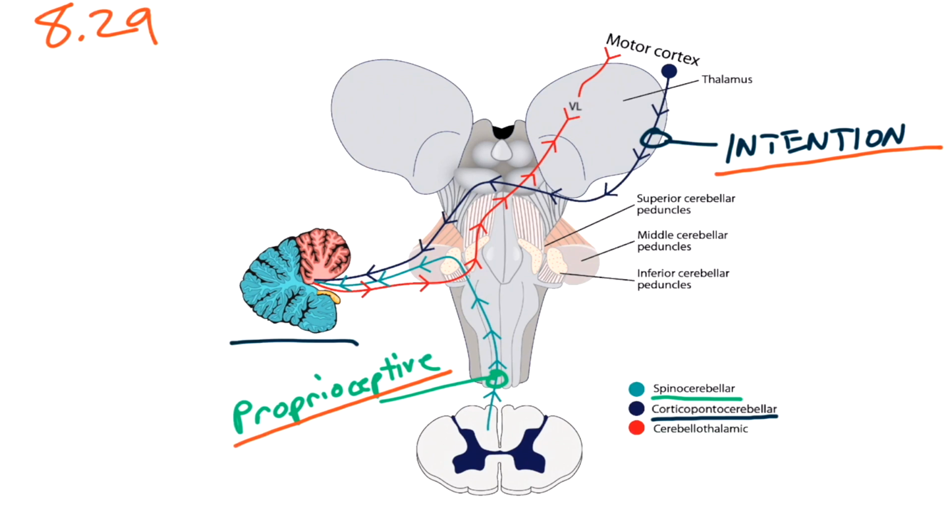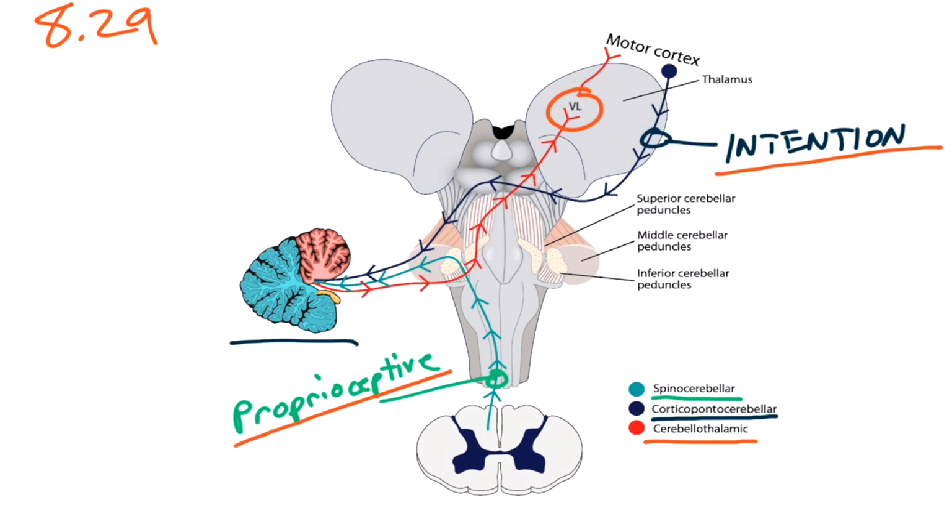This brings us to the red line, the cerebellothalamic tract. Now this is where the cerebellum will send information to the ventral lateral nucleus of the thalamus, which will then go to the motor cortex. Now the motor cortex can fine-tune its movements, leading to even greater precision because of the information that the cerebellum provided.